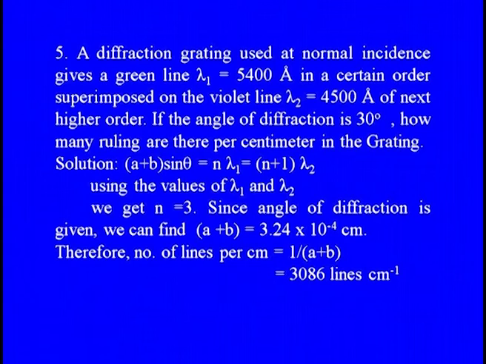Since the angle of diffraction is given, we can find A + B equal to 3.24 × 10 to the power minus 4 centimeter. With the value of A + B, we can find the number of lines per centimeter, which comes out to be 3086 lines per centimeter. So here we have solved some problems related to single slit, double slit and grating. Some more problems can be found in any standard textbook of optics.